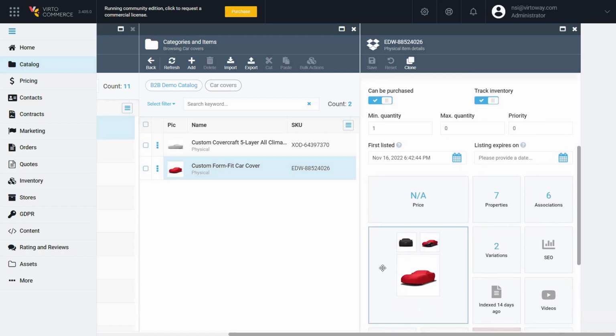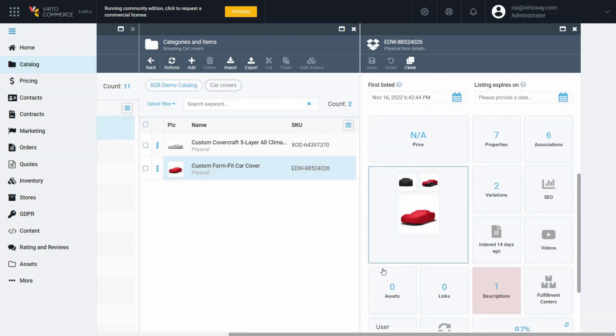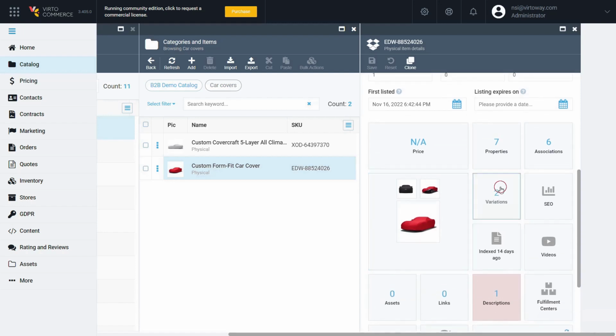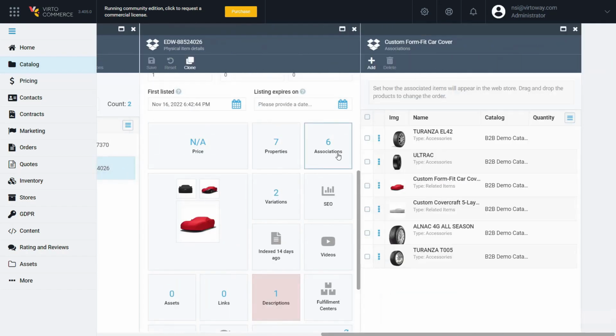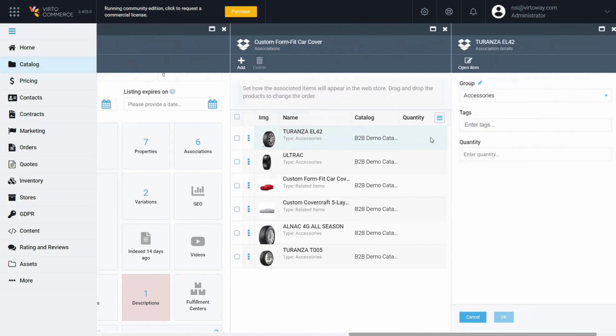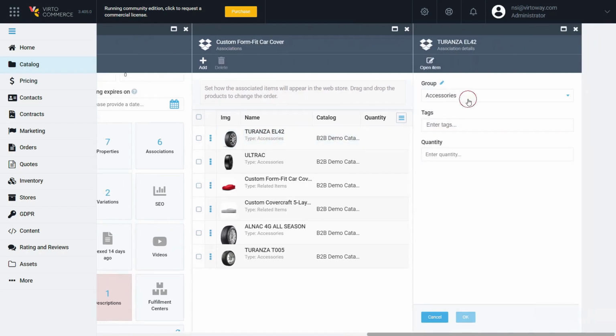At Virto, we understand the importance of establishing relationships between products. So here we have variations and associations. Variations are self-explanatory. They can be colors, sizes, and other options. Associations allow you to set an unlimited number of relationships between different products. This is a powerful basis for upselling and cross-selling.